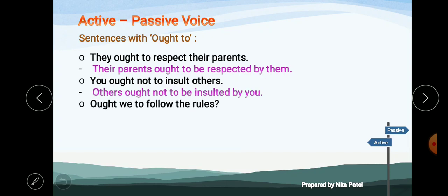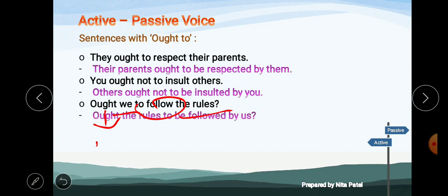Now this is the interrogative. Ought we follow the rules? So we'll have to write the same ought. Now our object, what is our object? The rules. Ought the rules to be followed by us? Question mark. Ought the rules to be followed by us? Yes, look at this. Ought the rules to be followed by us?